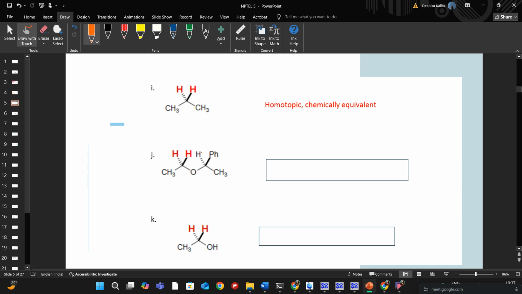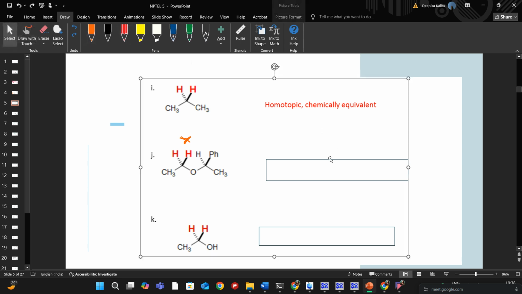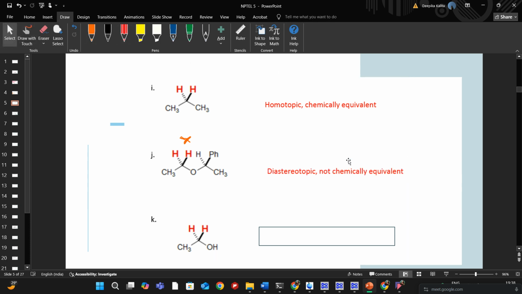For the second molecule, if you see, this proton is on the same face as this phenyl, and the second proton is on the same face as this hydrogen. Hence, the two protons which are colored in red are not present in the same chemical environment. Hence these two will be called diastereotopic protons, and these are not chemically equivalent.